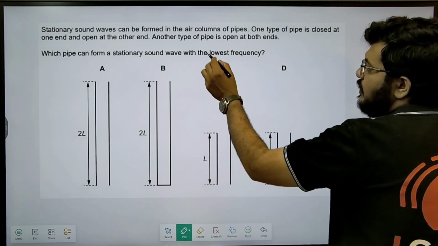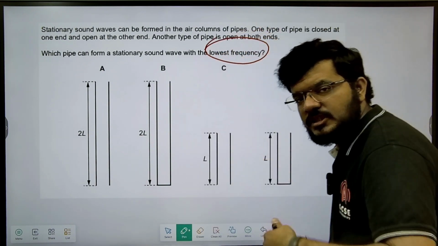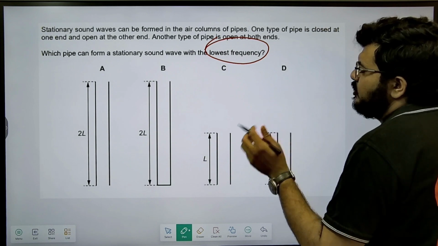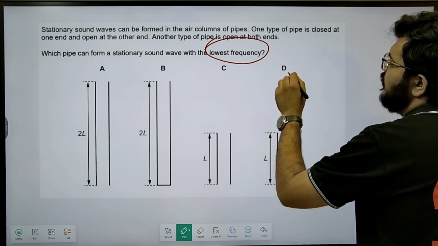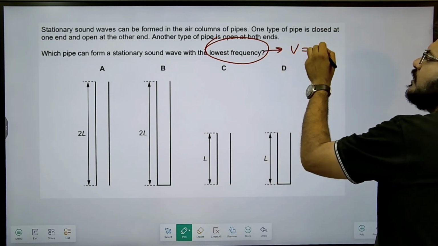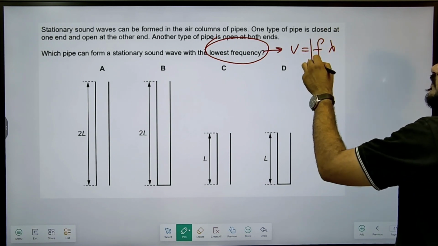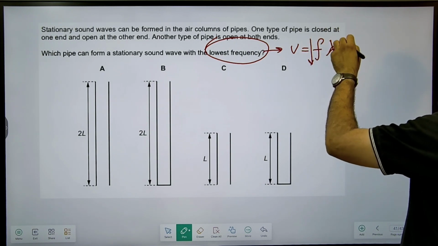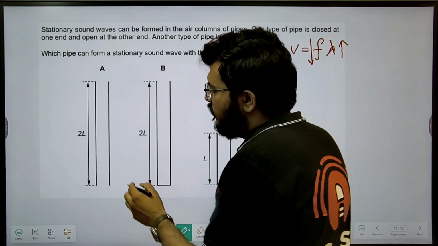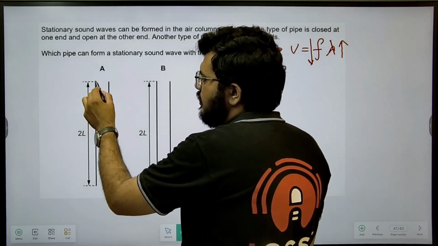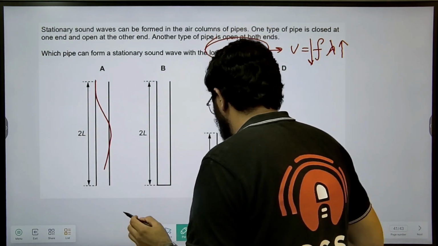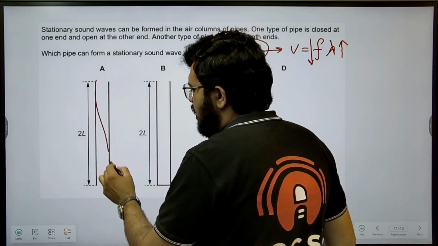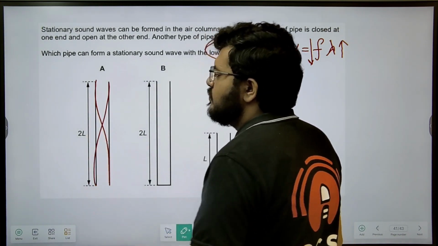Now, considering the velocity of the sound wave in the pipes is the same, for lowest frequency, v is equal to f lambda. For the lowest frequency, the wavelength has to be highest. Now, if it is an open pipe, then the first harmonic must be like this.